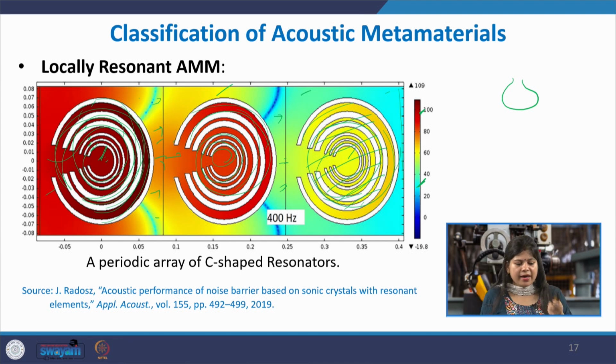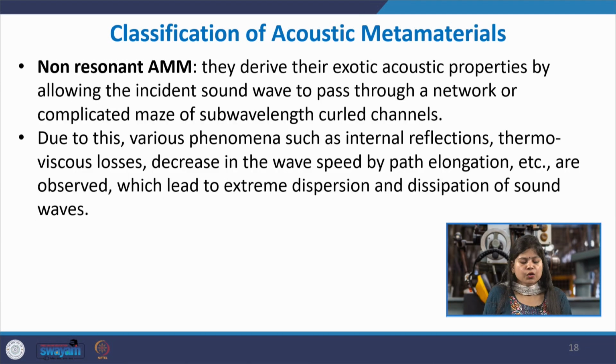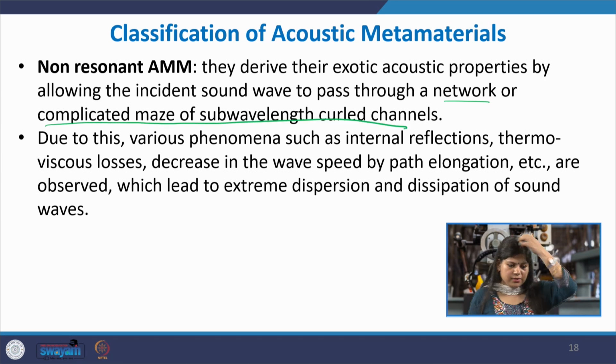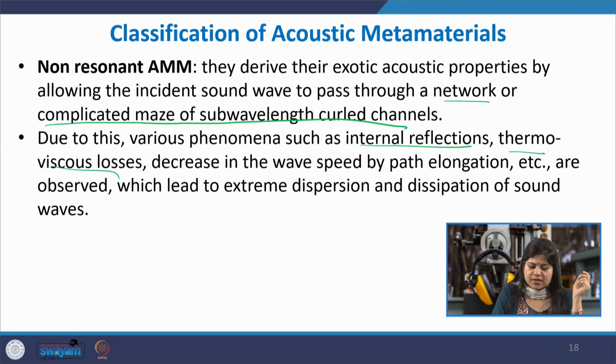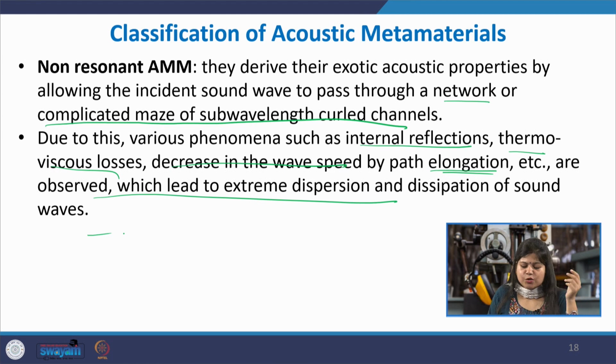So, the resonance helped in slowly decreasing the overall sound energy. Non-resonant AMM is yet another type of acoustic metamaterial. They derive their exotic properties by allowing the incident sound waves to pass through a network or complicated maze of sub-wavelength, curled up channels, and due to this various phenomena can be observed. You have a lot of internal reflections, thermoviscous losses, and a decrease in the wave speed due to path elongation, and this can lead to an extreme level of dispersion and dissipation of the sound waves.